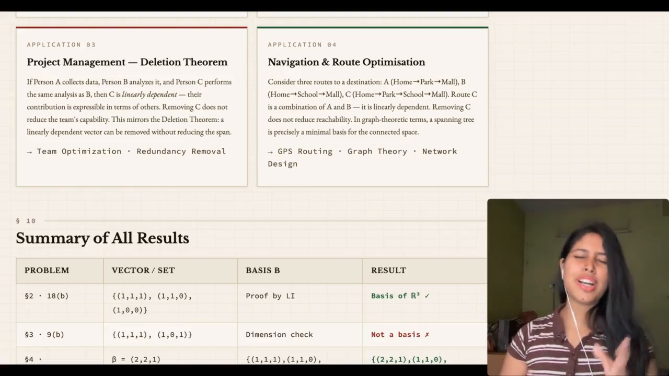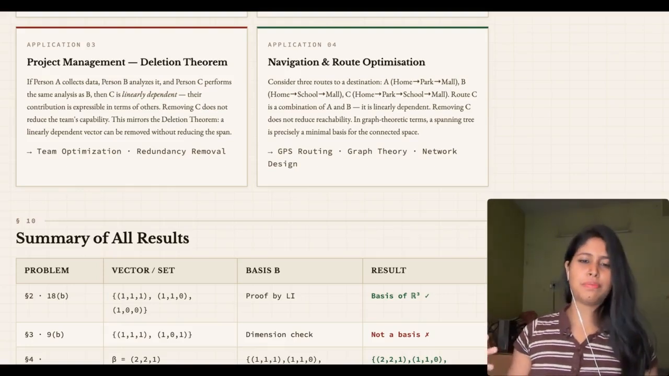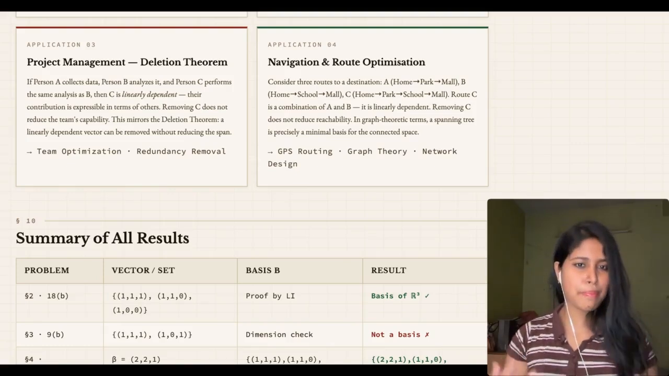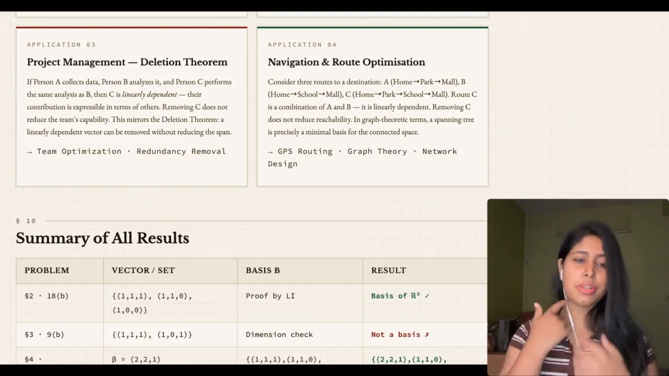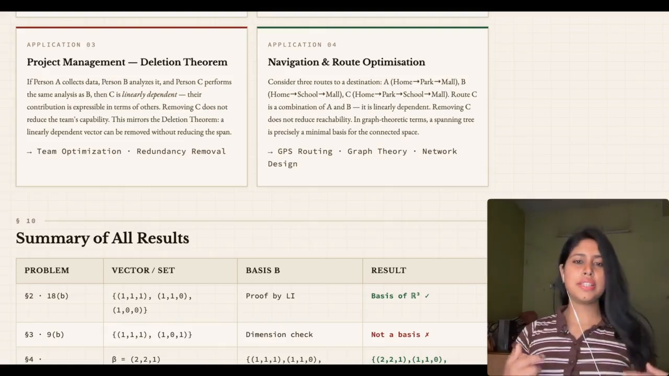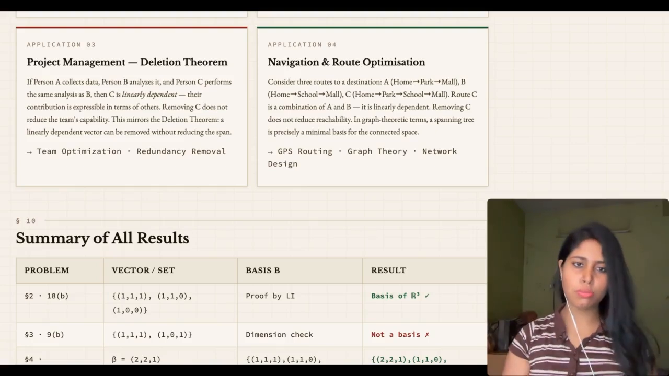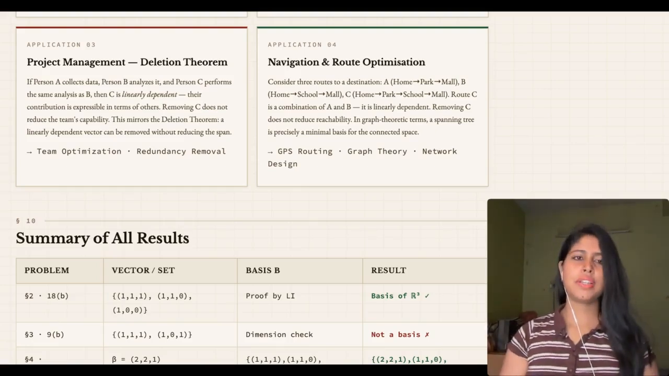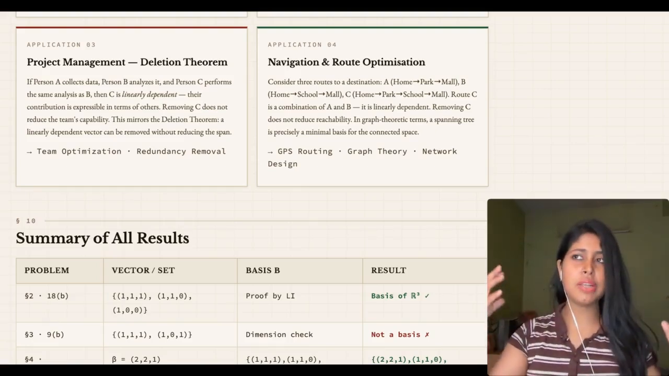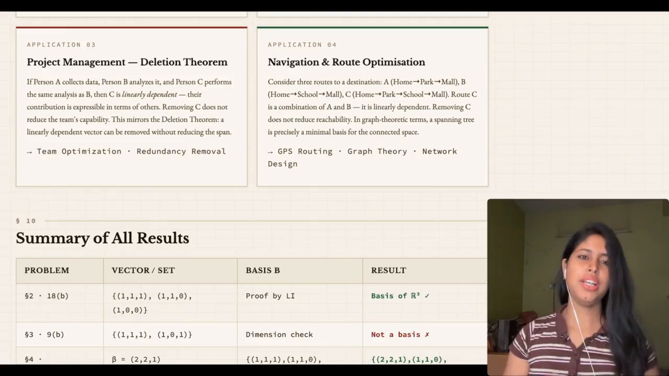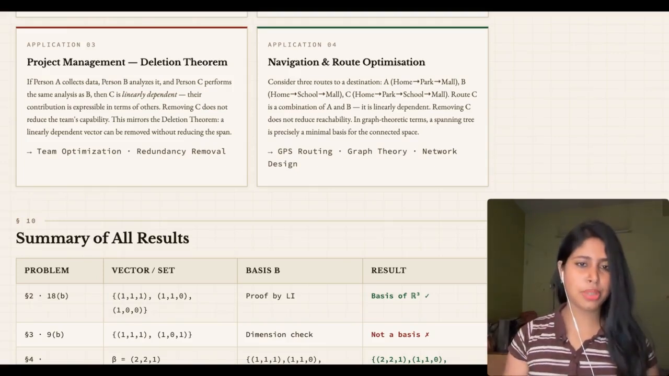Anyway, coming to another intuitive example of the deletion theorem. This is again very simple, and you can understand it from the example written here itself. Suppose that you have three routes to get from home to mall. In a very broad sense, the deletion theorem is used in navigation and route optimization, like in GPS and Apple Maps.